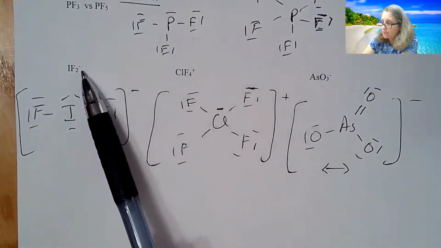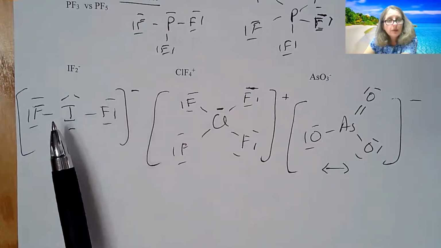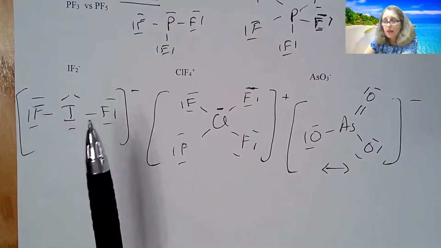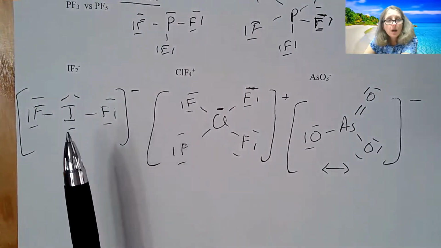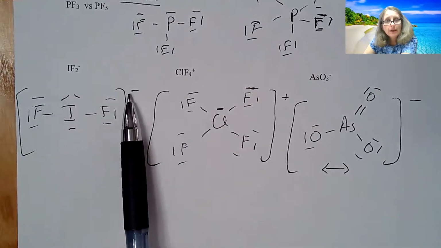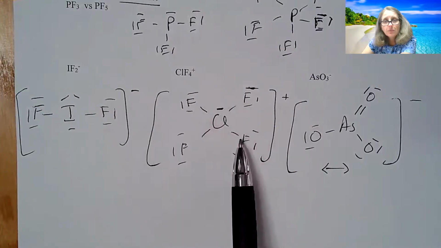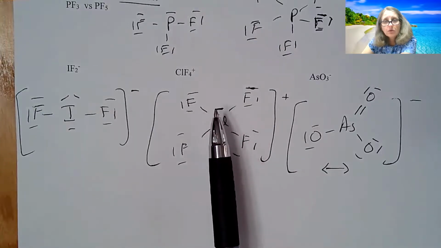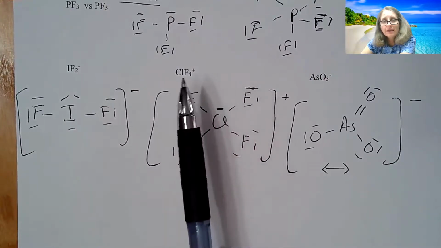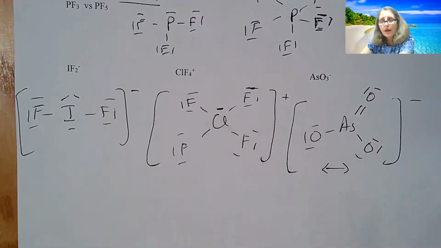So IF2 minus, again, you only have 2 bonds to make with fluorine, and so the extra electrons are going to go around that central atom. So you have 3 lone pairs on iodine in the middle, is how that structure can work, and you put a negative on the outside. ClF4, again, you could make 4 bonds with fluorine, but again, you have an extra set of electrons that you could put as a lone pair. And chlorine can't exceed the octet. Again, just draw it, and any extra lone pairs go on that central atom.